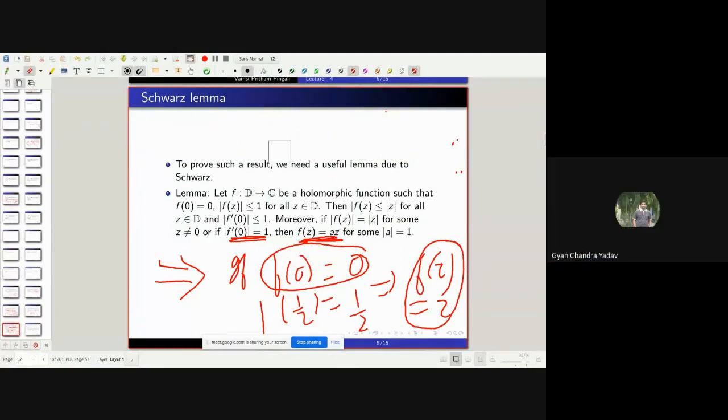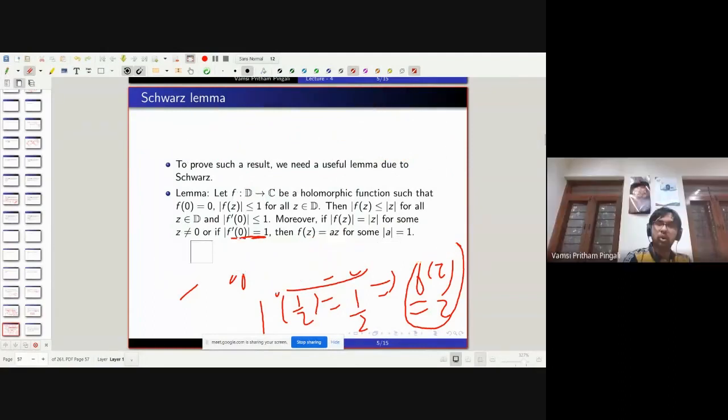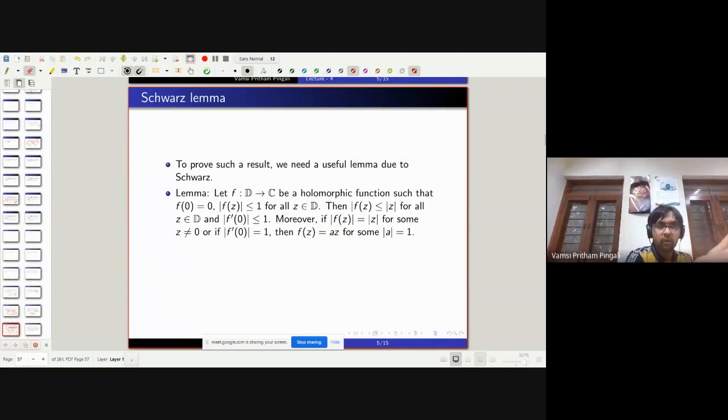So how are we fixing 3 points here? You are not. What I'm trying to say is the following. What is this saying? If |f(z)| equals |z|, or if |f'(0)| equals 1, then f(z) is a rotation, right?